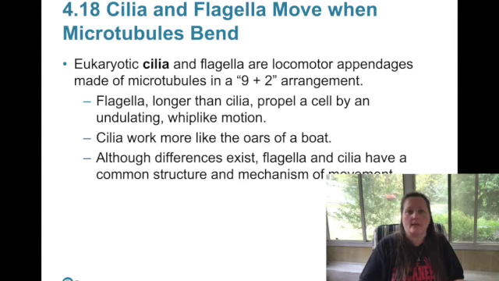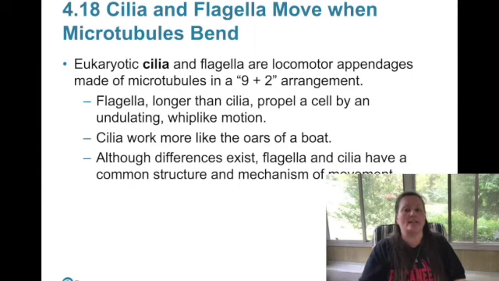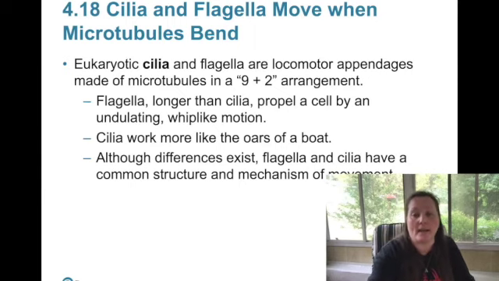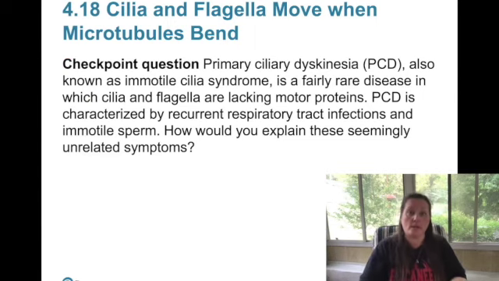We had a picture a moment ago with that capsule bacteria. Cilia work more like the oars of a boat. And the flagella can be like this, or it can be like that. Although differences exist, flagella and cilia have a common structure and mechanism of movement. So they're both just working on movement. So, checkpoint question.